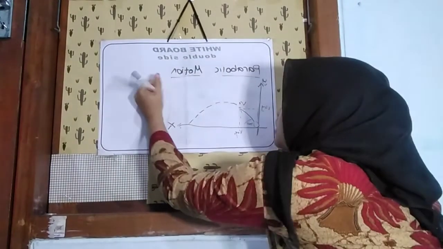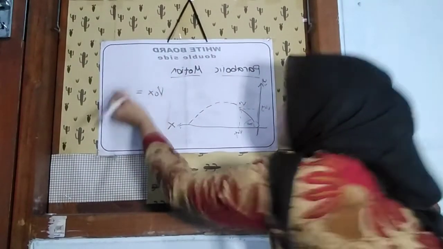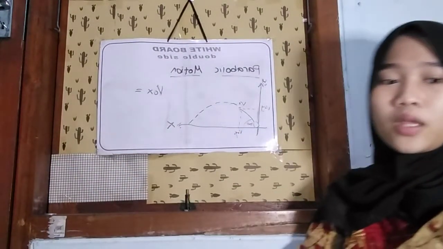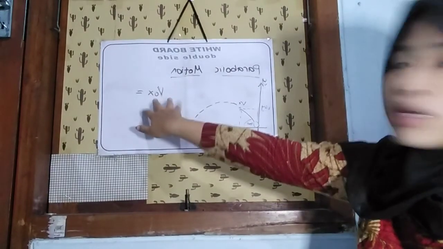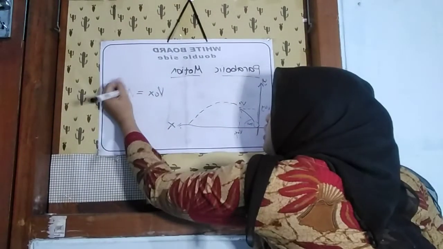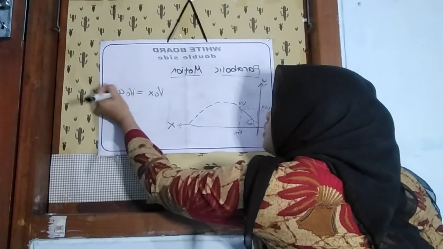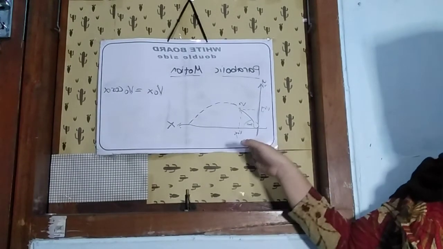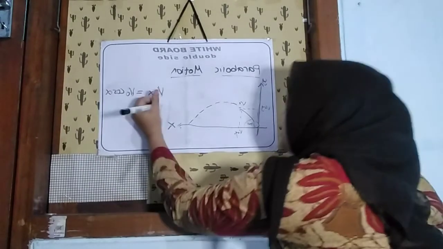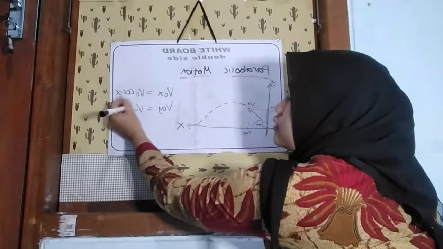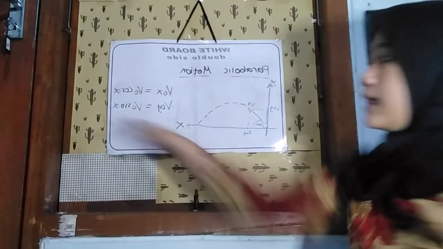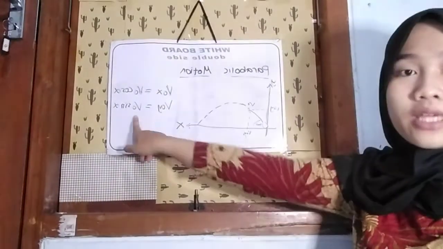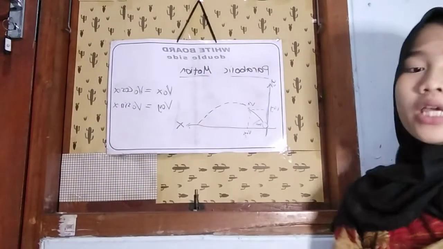First we start with v0x. How do we find v0x? We use a mathematical concept. v0x is v0 cos alpha, from the cosine of the angle of elevation, and v0y is v0 sin alpha. If x is cos and y is sin, then we will analyze each line.